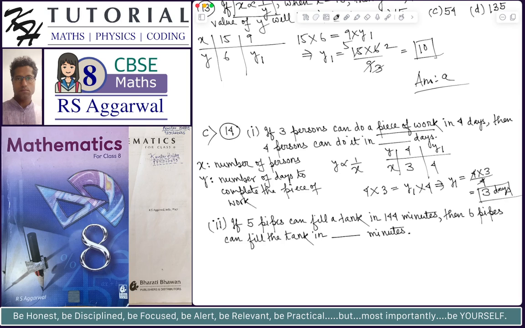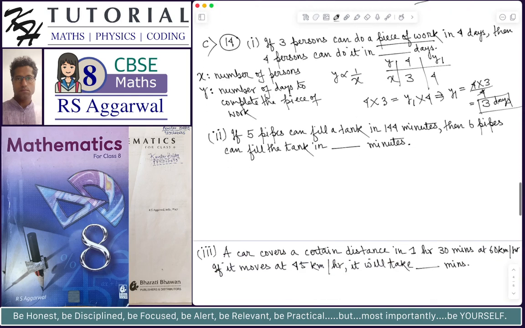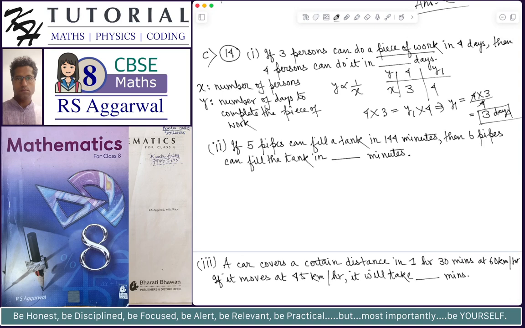So 4 persons can do the work in 3 days. So the answer is 3. Okay, let's do part 2. If 5 pipes can fill a tank in 144 minutes, then 6 pipes can fill it in how many minutes?